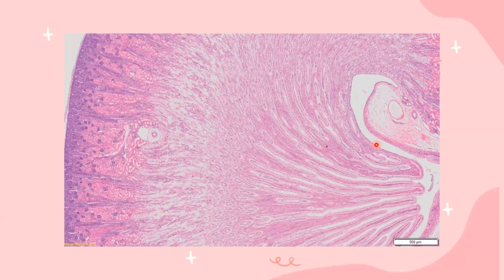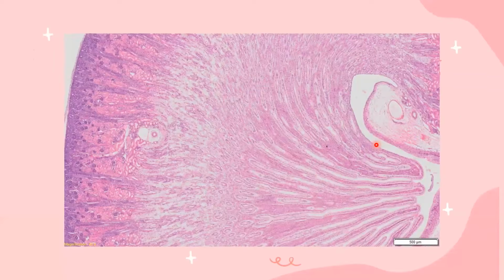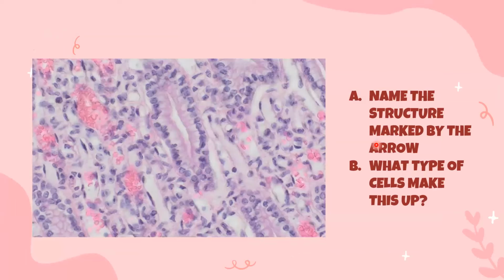Is that clear? Yes. Principal. It is principal with an A. I hate those two words, but it is principal with an A. All right. Next up, name the structure marked by the arrow and what type of cells make this up.